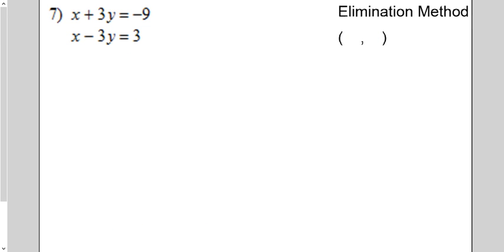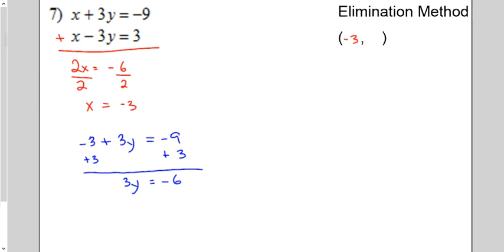Here we go. X equals -3, and you'll see here that y should equal -2. So x equals -3 and y equals -2.